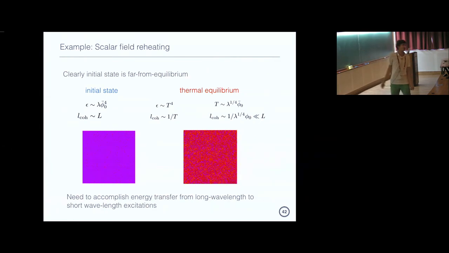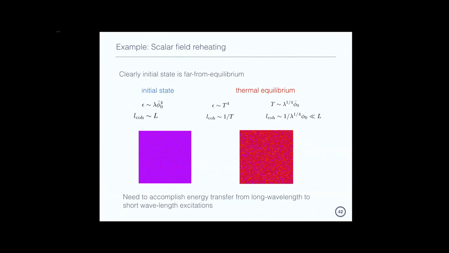Right? So it goes like t to the 4, okay? Now, initially, the coherence length is the entire system size because we have this huge macroscopic field there, which is homogeneous across the whole space. Whereas the typical coherence length of fluctuations in the thermal system is the inverse of the temperature. So that's the typical wavelength of fluctuations in the system.